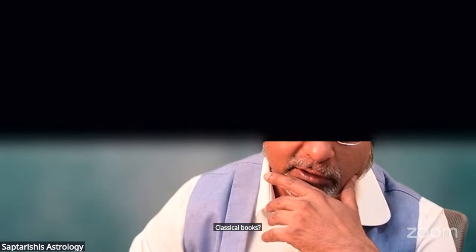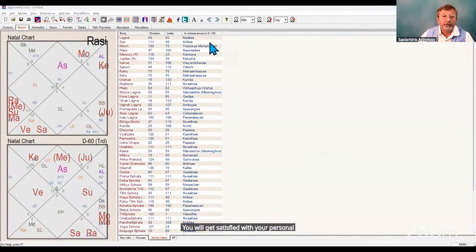Never heard of it. Real astrology is Sashtyamsha astrology. An actual real astrology, which as per classical books, is not done. Nobody bothers with D60 also, no? So that's the reason I don't allow questions, then we get diverted very easily. You will get satisfied with your personal this thing. Okay. So this is where you see the thing.